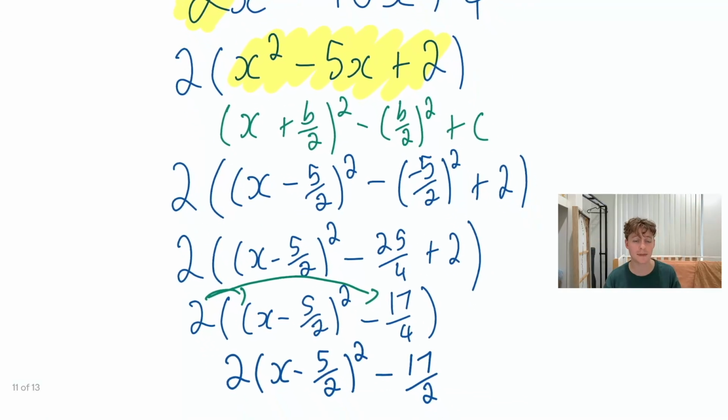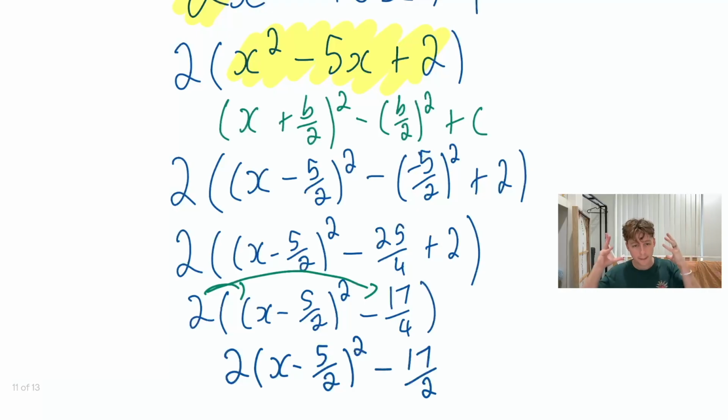Again, just to quickly recap the steps: take my common factor of 2 out, apply the completing the square formula, tidy up my tail on the end, then multiply my factor of 2 through to finish off.